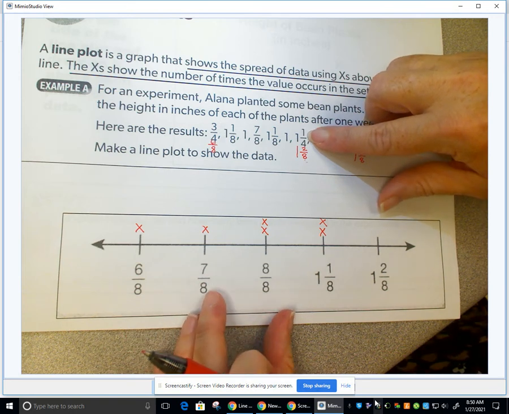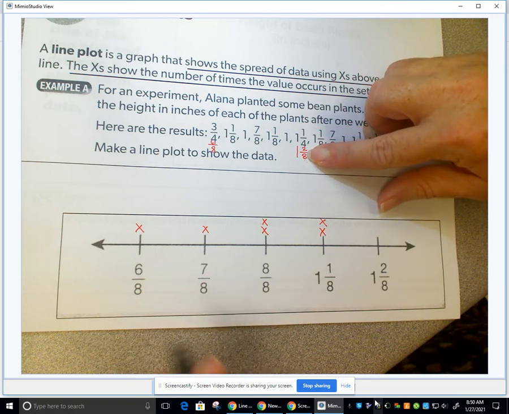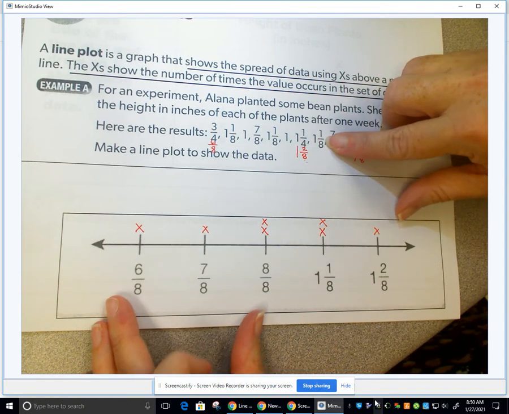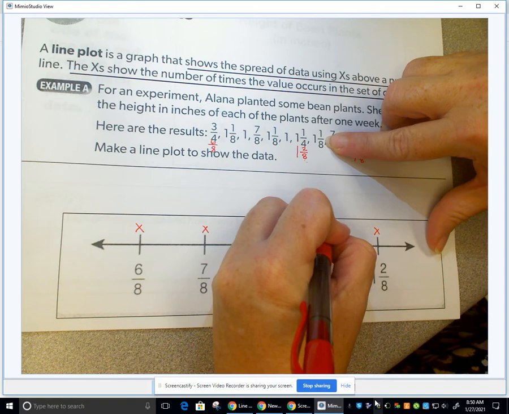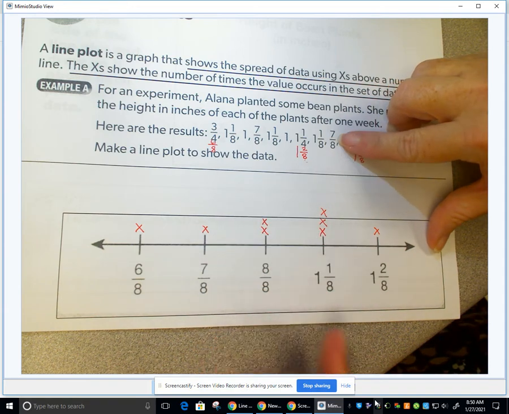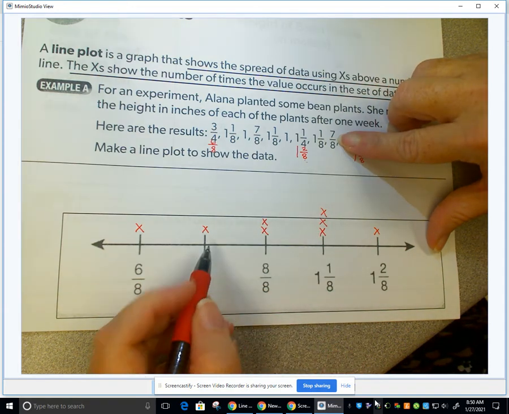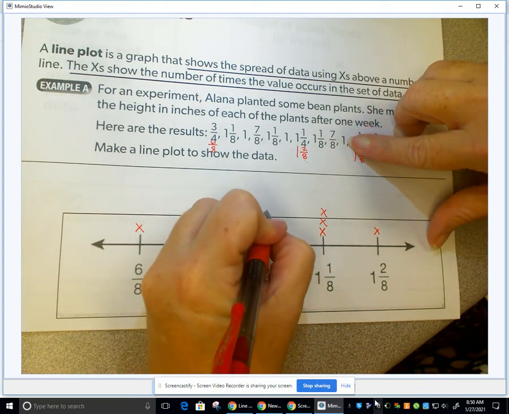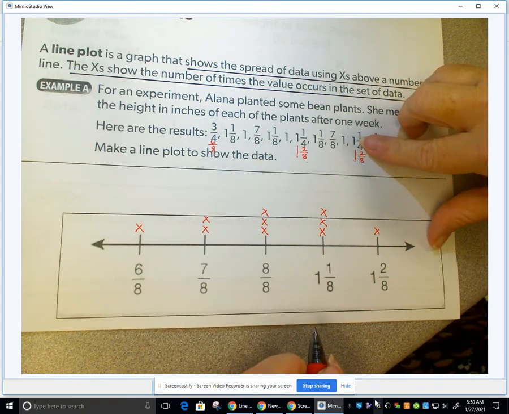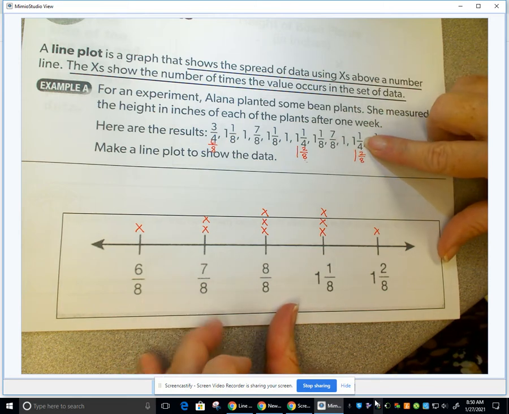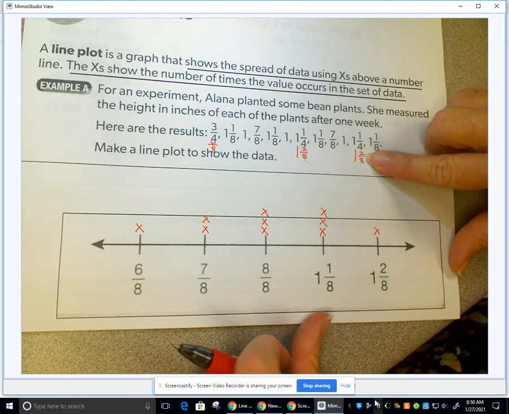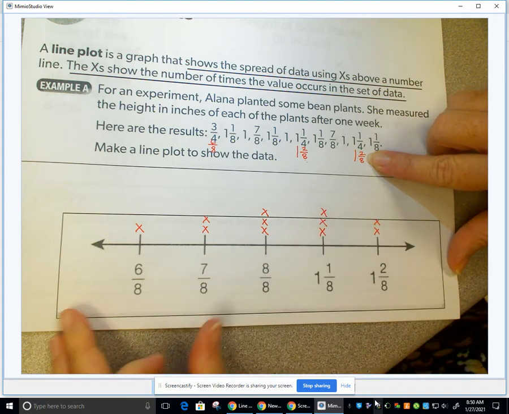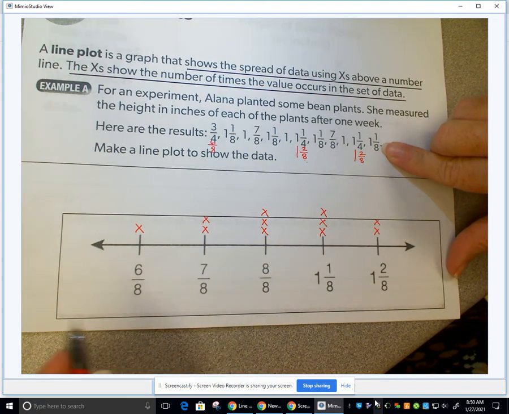1 and 1/4. I can't plot that. I'm going to plot it as 1 and 2/8. 1 and 1/8. 7/8. 1 whole again. 1 and 1/4. That's 1 and 2/8. And 1 and 1/8.